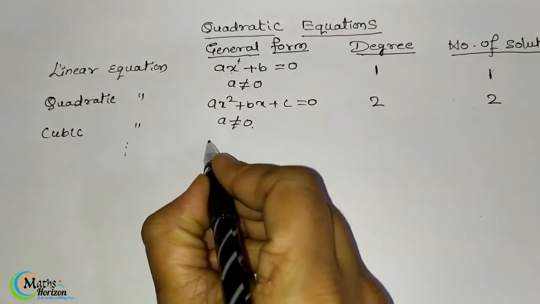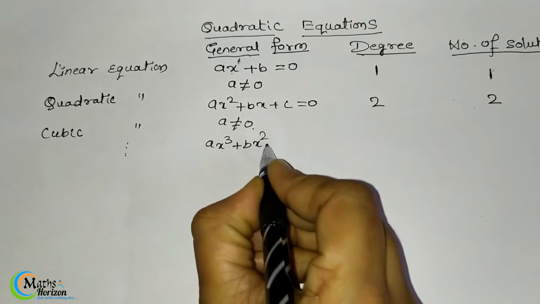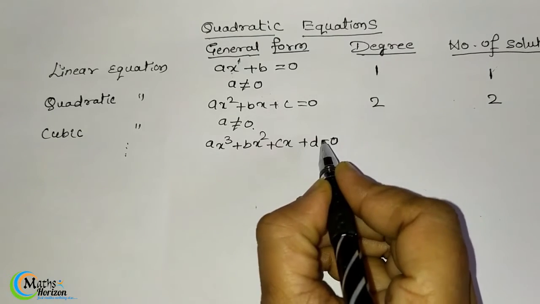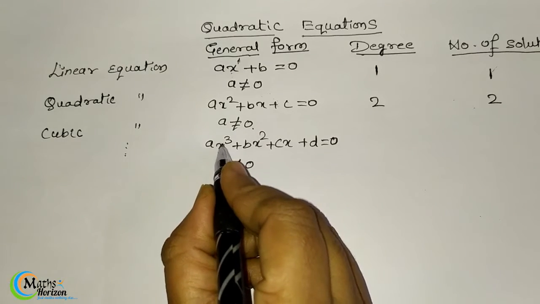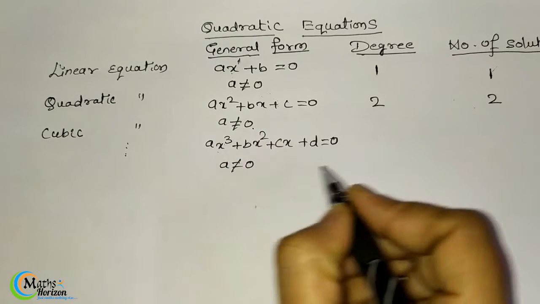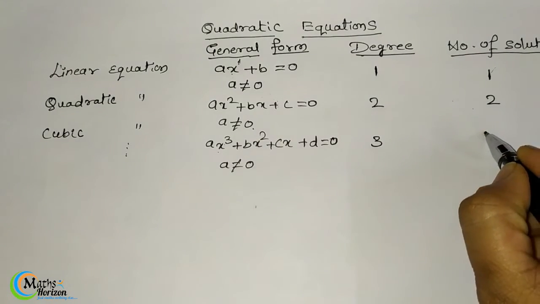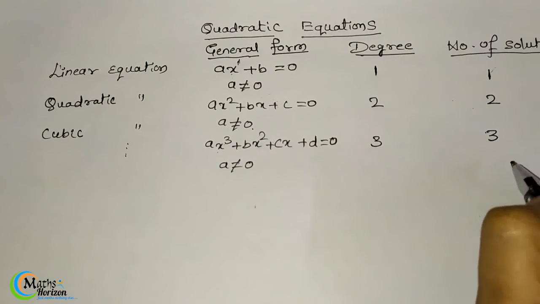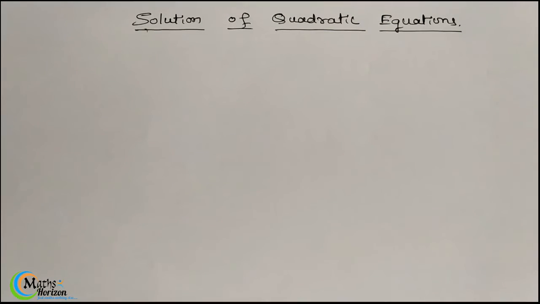In the same way, a cubic equation is of the form ax cube plus bx square plus cx plus d is equal to 0. Here also a should not be equal to 0. That means the coefficient of x cube should not be equal to 0, its degree is 3 and the number of solutions is also 3. Among these equations we are learning particularly about the quadratic equation. Now we'll see how to find the solution of quadratic equations.